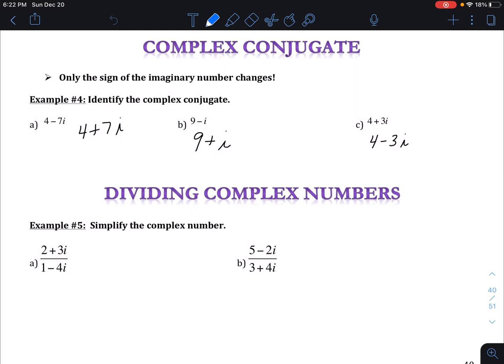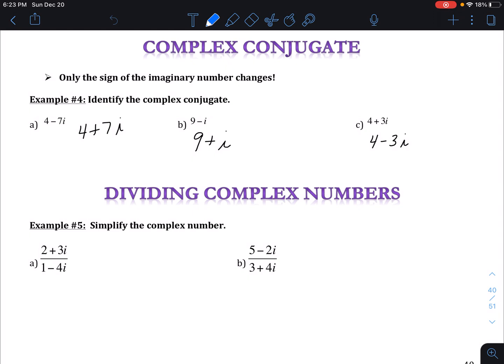So what we're going to do, even though it's showing divide complex numbers, it's going to be an alternate way of doing it. We're not actually going to physically divide. We're going to end up multiplying, because remember, division and multiplication are in the same family.